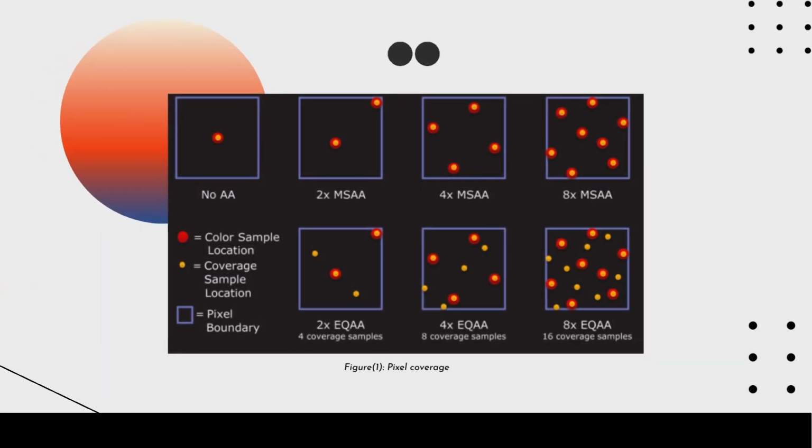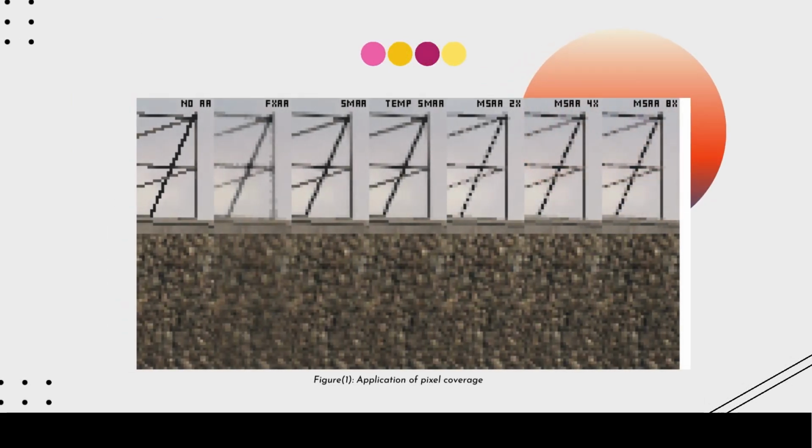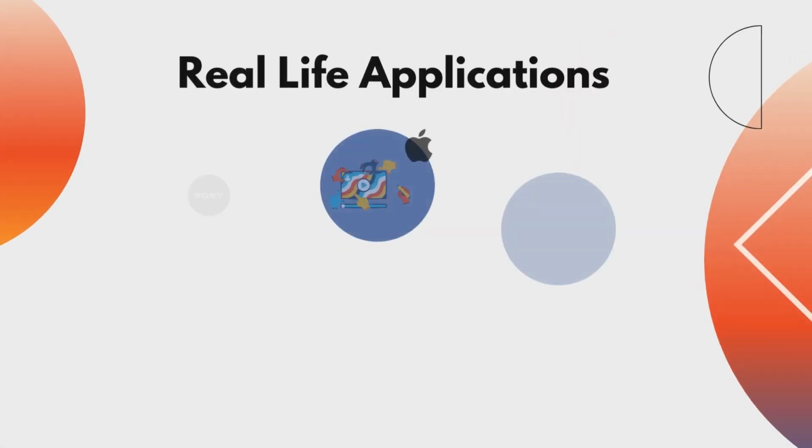The better the anti-aliasing filter, the more effectively we can downsample an image, resulting in smaller data sizes and faster processing speeds. This makes data handling more efficient and practical. This slide demonstrates the application of pixel coverage in the downsampling process. Effective pixel coverage helps in achieving better quality downsampled images.